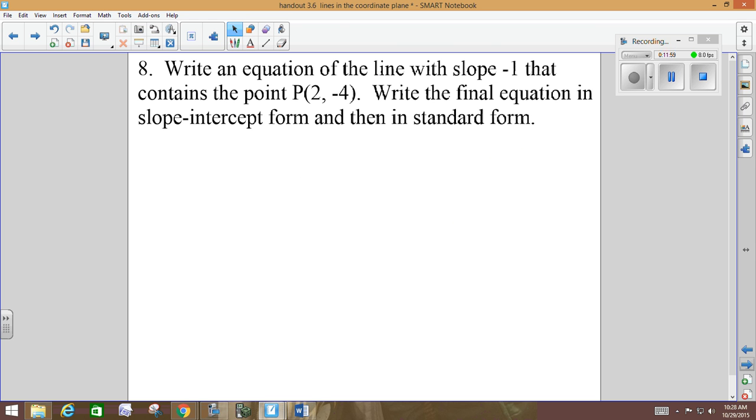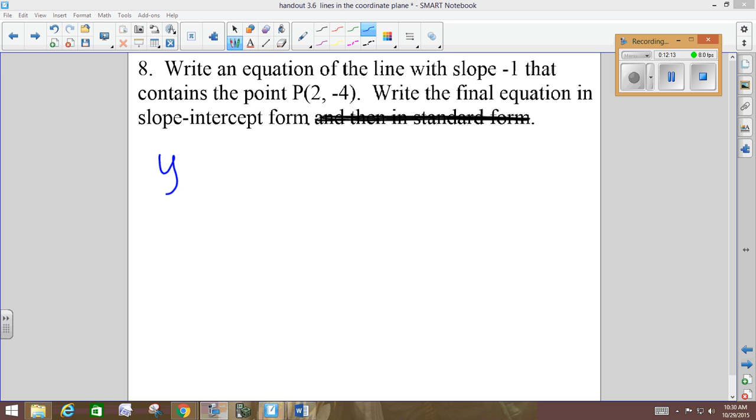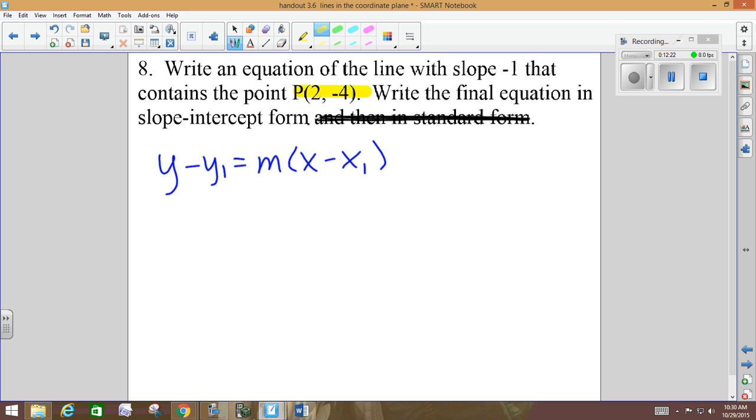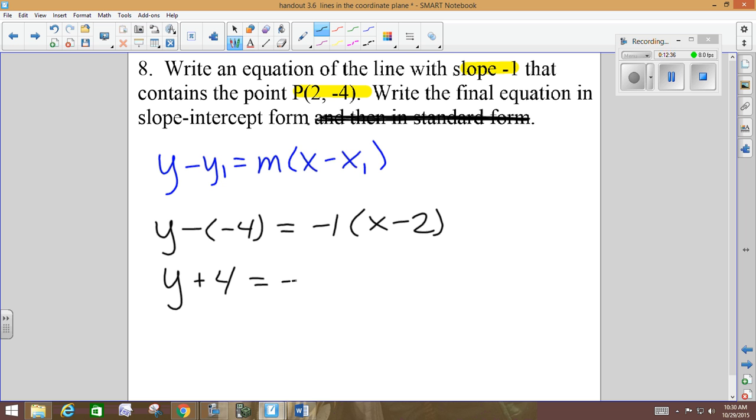Write an equation of a line with a slope -1 that passes through the point P. Write your final equation in slope-intercept form and cross off that standard form. We're not doing that. Y minus y1 equals m times the quantity x minus x1. You need to know a point and the slope, which they give you both of them. So then substitute them in. Y minus -4 equals -1 times the quantity x minus 2. Minus a negative, so this would become y plus 4 equals -1 times the quantity x minus 2.